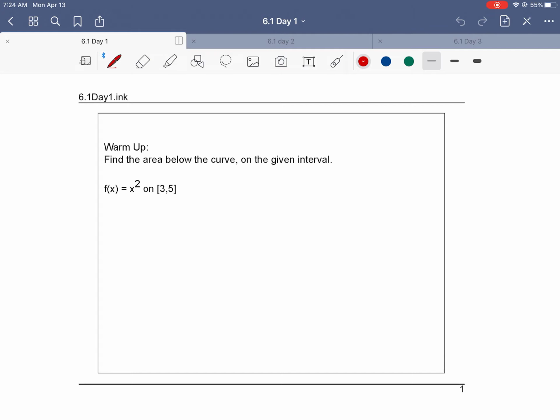Okay, so the first part of chapter 6, 6.1, is finding the area between two curves, two or more curves, really. So that would be a bounded region that we would either have to find points of intersection for, maybe the interval is given, different things like that. So I just want to warm up with something that we did in chapter 5, where it was just finding the area below one curve on the given interval.